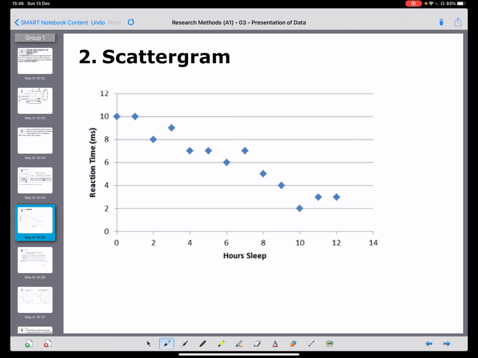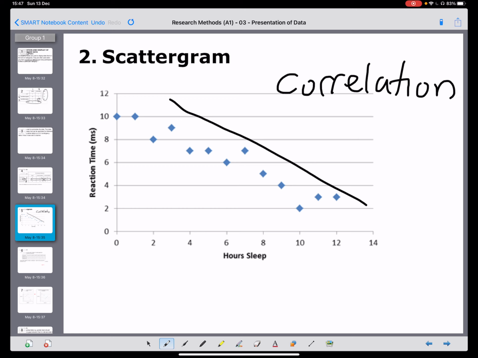Now, of course, there's lots of different graphs that we can draw, but there are ones that we particularly like to ask about. So, for example, a scatter graph. You notice here that there seems to be a relationship between the number of hours sleeping and reaction time. All of you should know this in terms of a correlation. If we draw a scatter plot, we are looking at a relationship between two variables. They're called covariables, and therefore it is called a correlation.